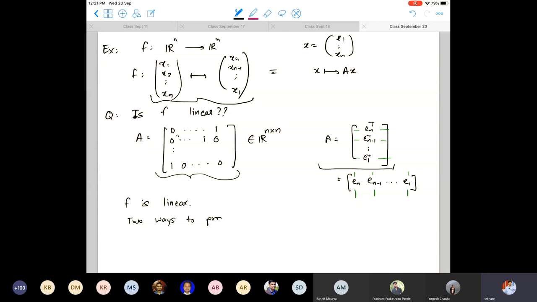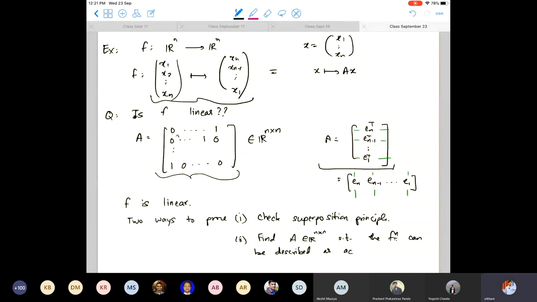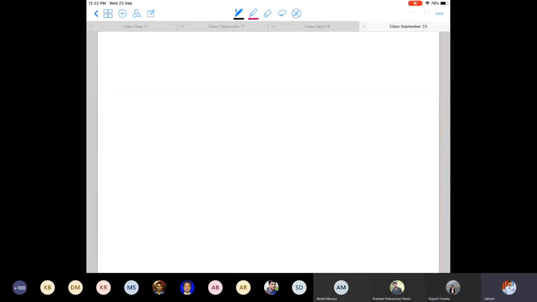Check the superposition principle. Or the second way, what is it? Find the matrix A in R^(n x n) such that the function can be described by the action of A. Correct? So that's another way of proving. The first way, checking the superposition principle, you can do on your own. The second way is actually done here. I have just produced a matrix A, and I have shown that you can write the function as matrix vector multiplication. So is this example clear? Why is this function a linear function? Yes, sir. Okay, one more example.